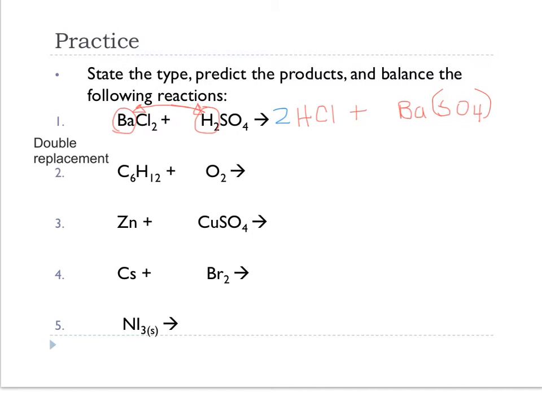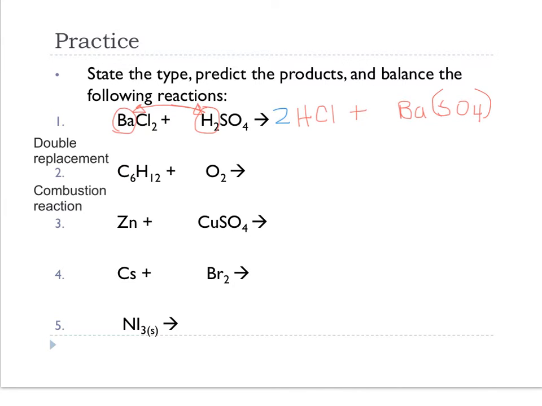Now we're going to take a look at the second one. Again, first thing I do is figure out the pattern. Here, in the second example, I have a hydrocarbon, something made of carbon and hydrogen, and I have oxygen. That is a sure sign of a combustion reaction.